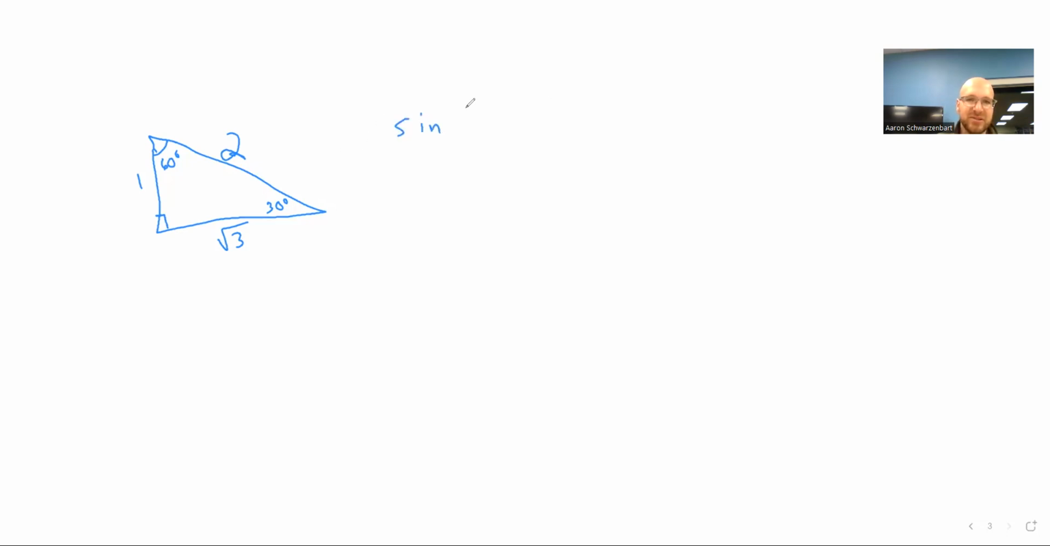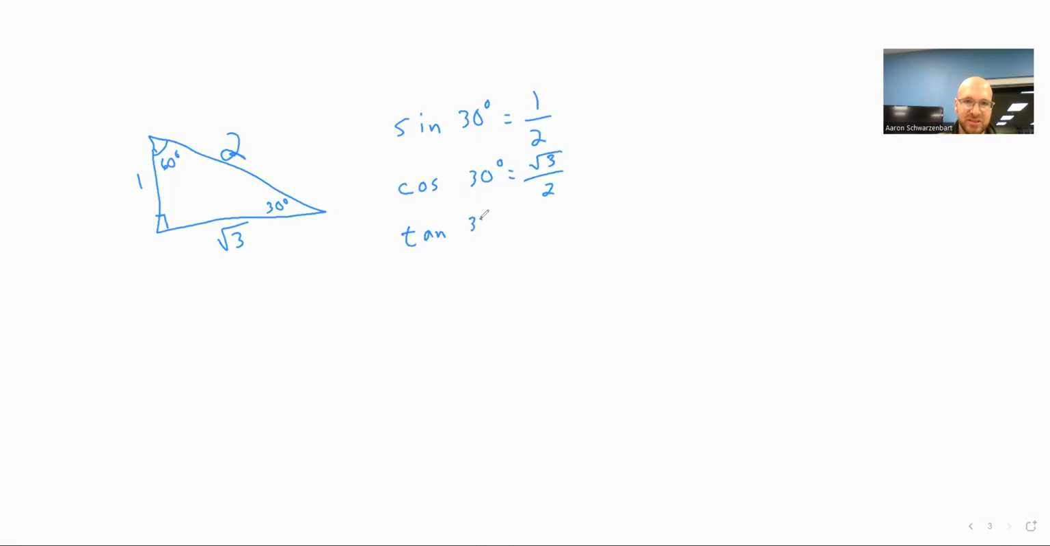So the sine of 30, opposite over hypotenuse. Opposite the 30 degrees is a 1. Hypotenuse is 2. Cosine of 30, adjacent to the 30 degrees is square root of 3. Hypotenuse is 2. Again, these are the exact values. I need to leave them as exact values.